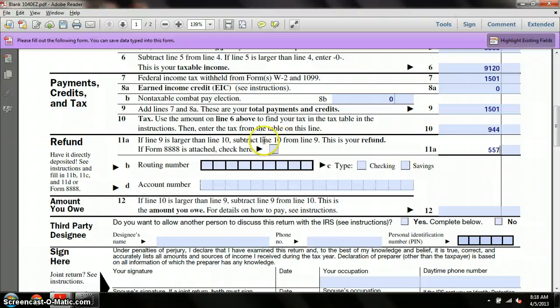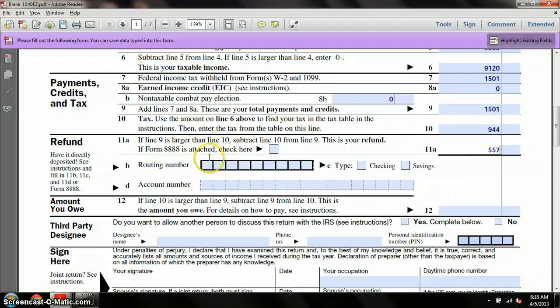Okay? Now, line B, C, and D are information that you can fill out. It's optional information for the government to directly deposit it into some type of banking account you have. So you can receive your refund a little quicker. It'll be a nice little surprise in your bank account when it comes in as a refund.